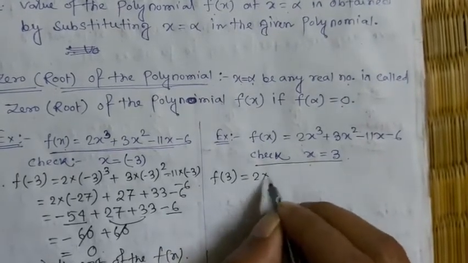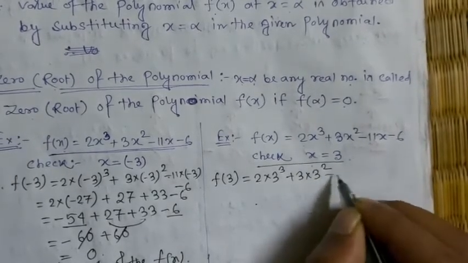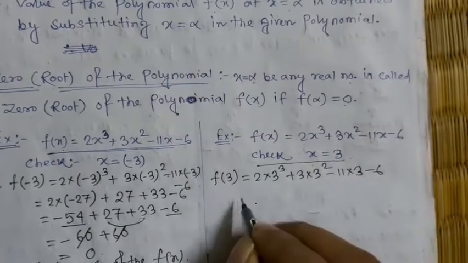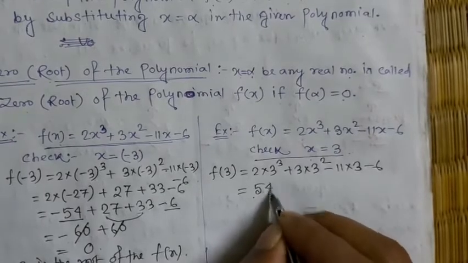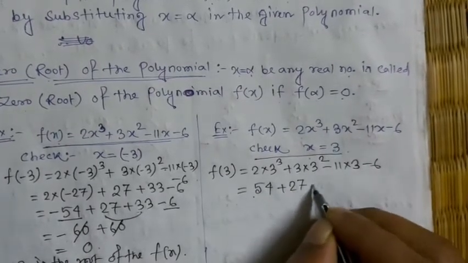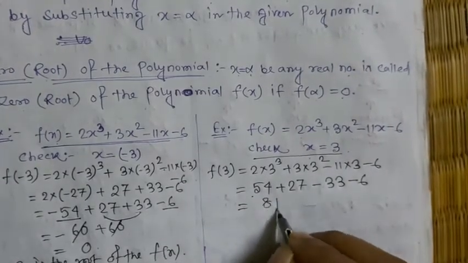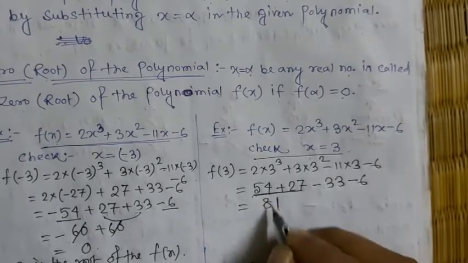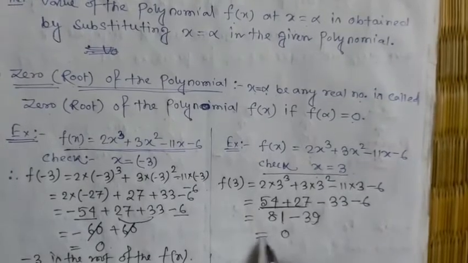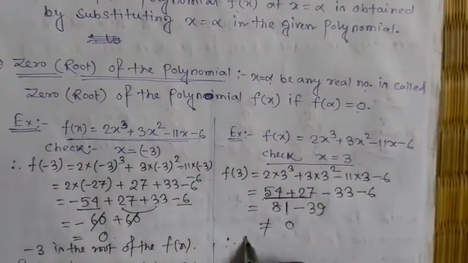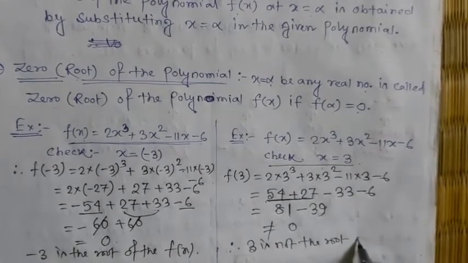F of 3 is 2 into 3 cube plus 3 into 3 square, minus 11 into 3, minus 6. So the first term is 54. Similarly, the next is 27, minus 33, minus 6. The sum of the positive terms is 81, and the negative terms make minus 39. So this value is not equal to 0. That's why 3 is not a root of f(x).